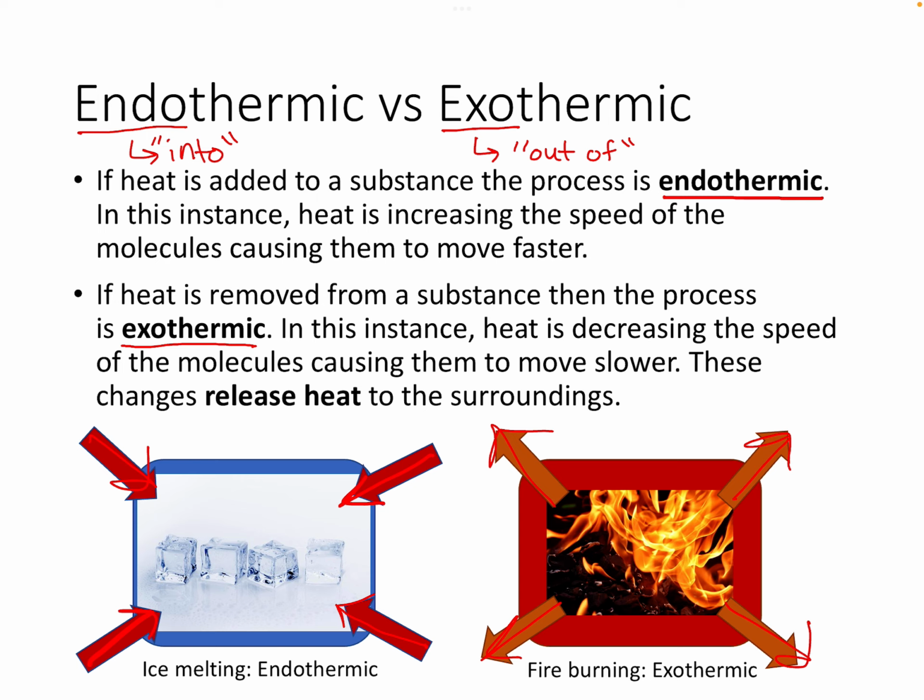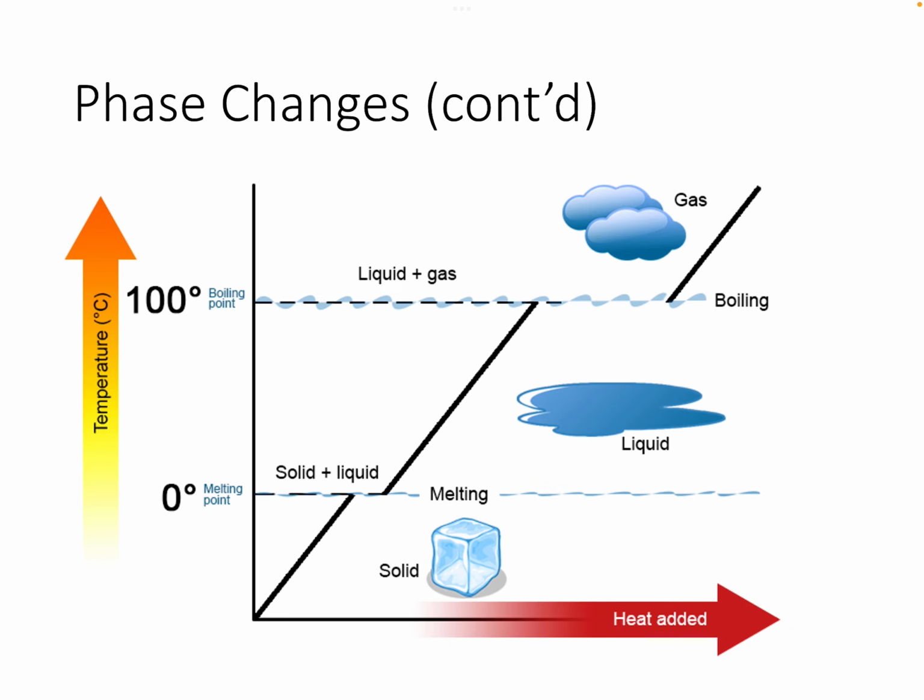Okay, so let's apply this to something called a phase diagram. All right, so we've got our phase diagram that I showed you at the very beginning of this chapter. And remember, on the x-axis, we have heat being added to our substance. On the y-axis, we have the temperature scale in degrees Celsius.